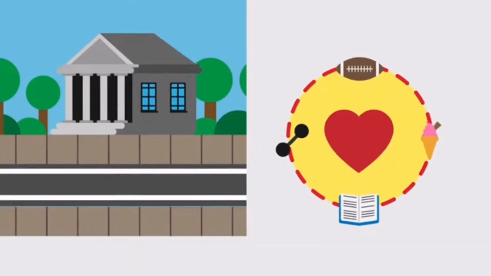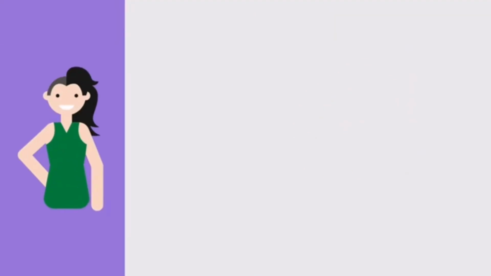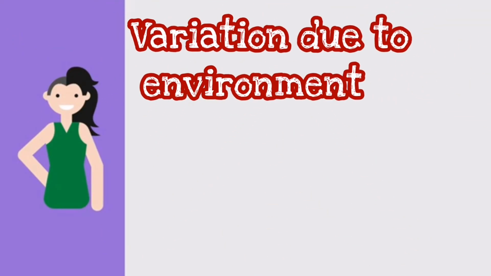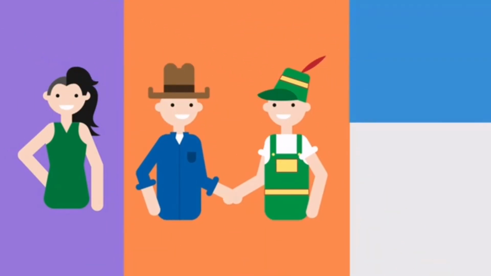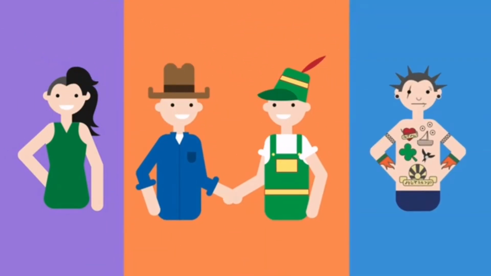Some variation is due to the environment or lifestyle of the organism. For example, in humans, hair length depends on how short you decide to cut it. Your accent has something to do with the place you live. And also if you have any piercings or tattoos or scars.